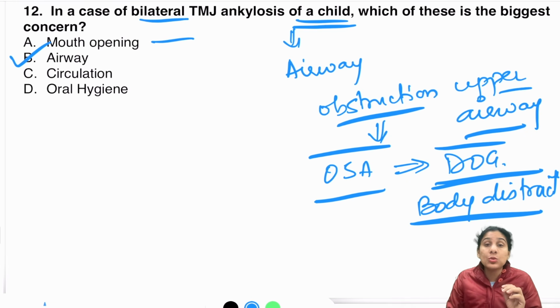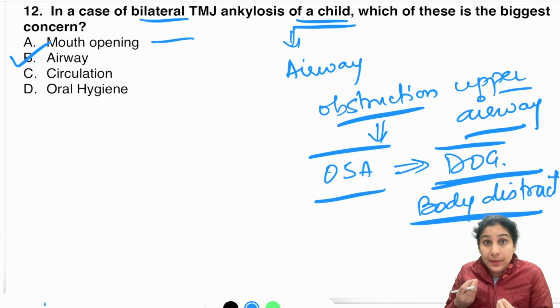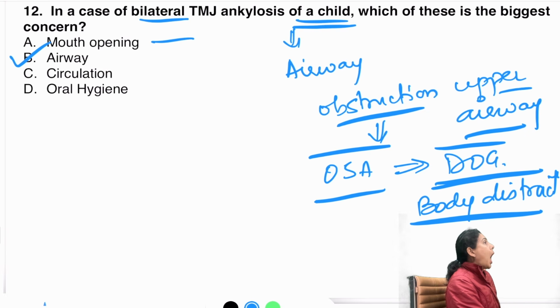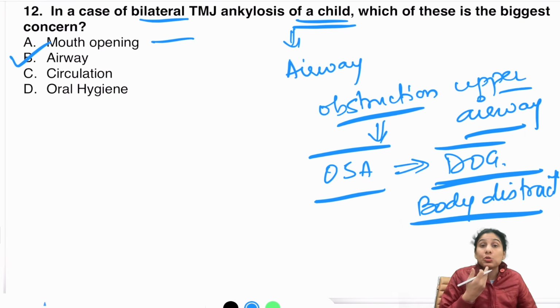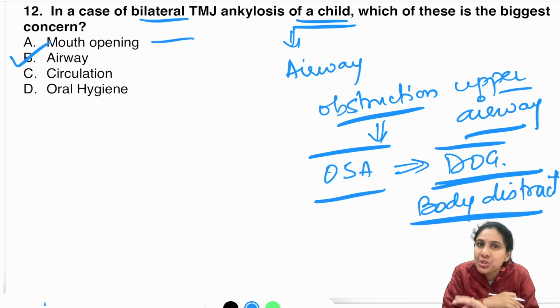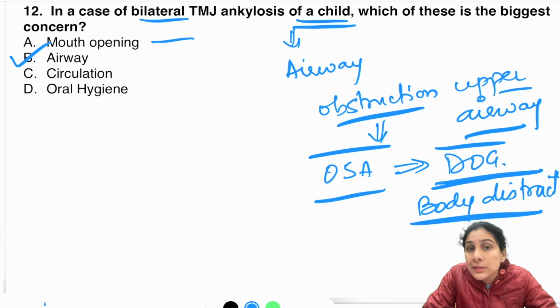Suppose I do ankylosis surgery in a child whose mandible is receded, and when that child opens the mouth, you can see here, when I open my mouth, the mandible is going even further backwards. And already the airway is blocked. If you open the mouth, the mandible goes back, the airway is shattered. Plus, because of the surgical edema, the airway is absolutely blocked. So you have opened the patient's mouth, but he's not able to breathe. So the first concern will be airway.